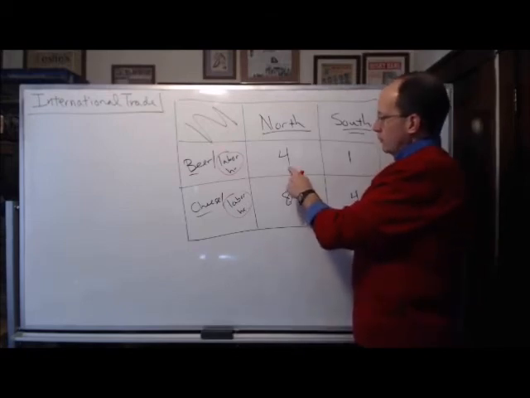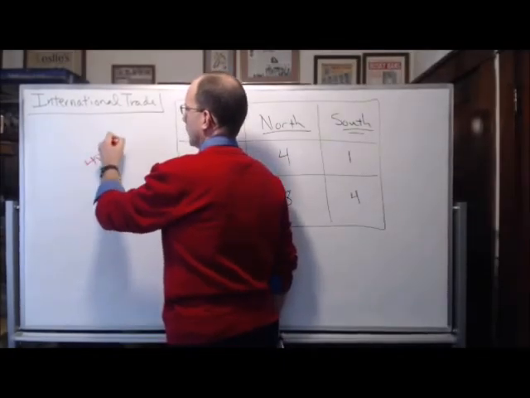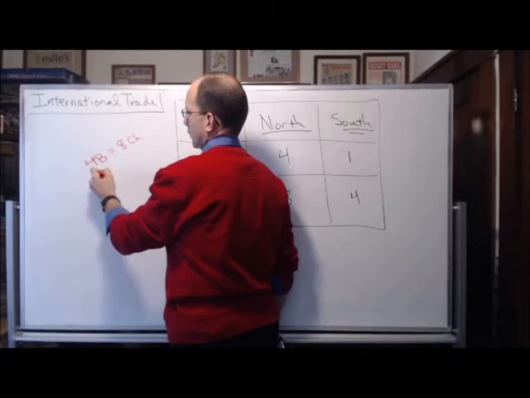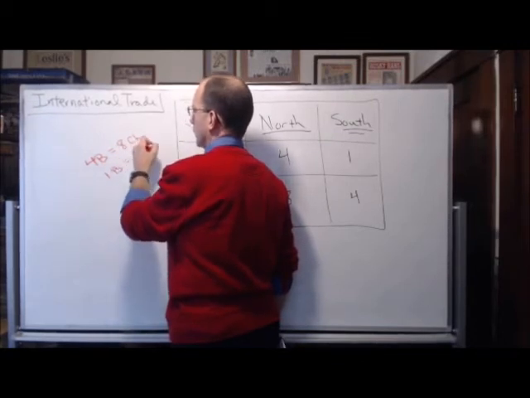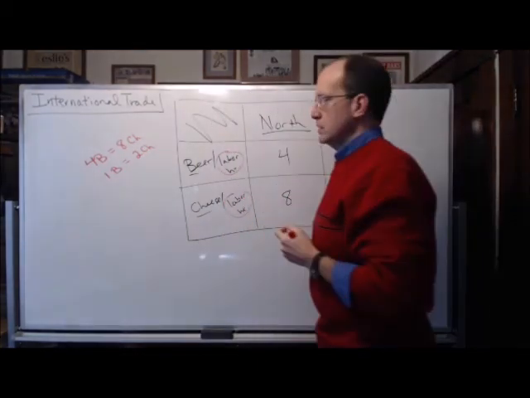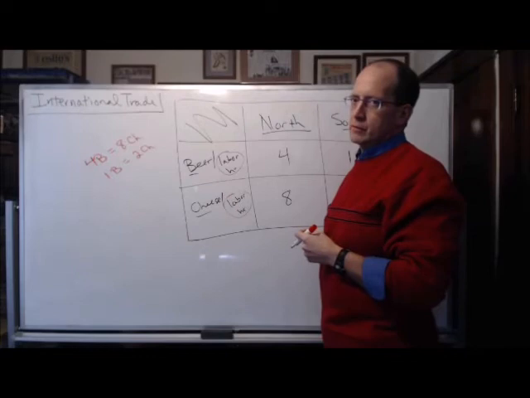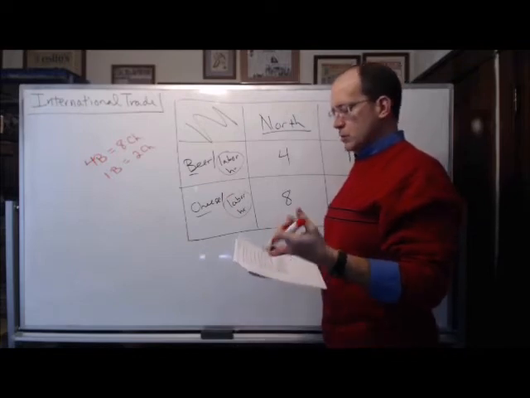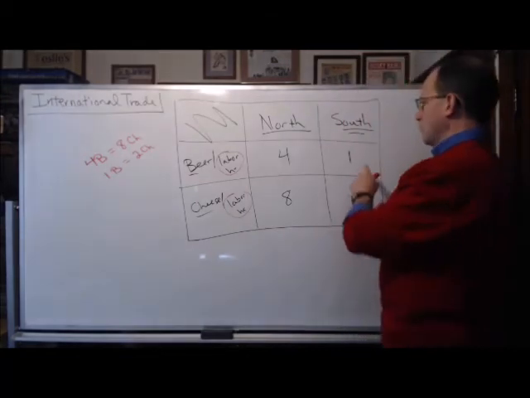Well, if it produces 4 beer, that's equal to 8 cheese, right? 4 beer equals 8 cheese. So in the North, 1 beer, just divide both sides by 4, is going to cost them 2 cheese. Each beer they produce is going to cost the North 2 cheese. Okay? And then the question is, well, what about for the South?